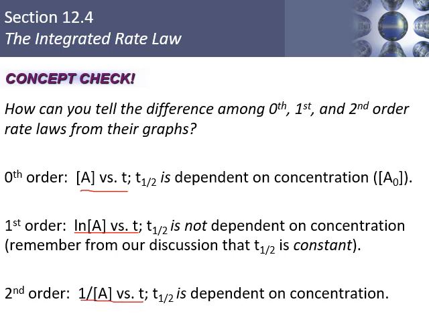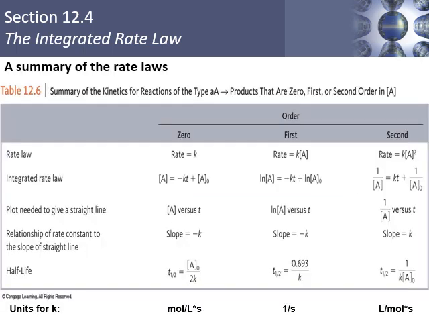For zero order, the half-life is dependent on concentration. Half-life gets shorter. For second order, the half-life is dependent on concentration, and the half-life will get longer. And for first order, the half-life doesn't have any dependence on the concentration, so it's constant. And again, that would include radioactive decay. Next slide.